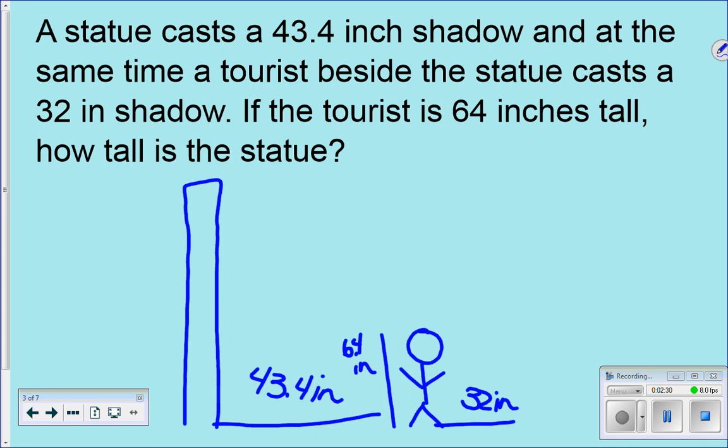I would draw it, because it makes it easier for you to figure out what you're going to do next. So I want to know how tall the statue is. Guess what? That's my X then. I don't know how tall the statue is, but I know his shadow. I know how tall the torus is, and I also know his shadow, right? What would you do?